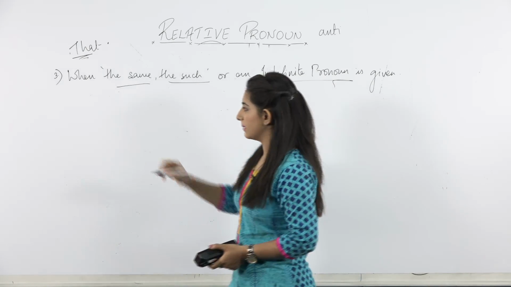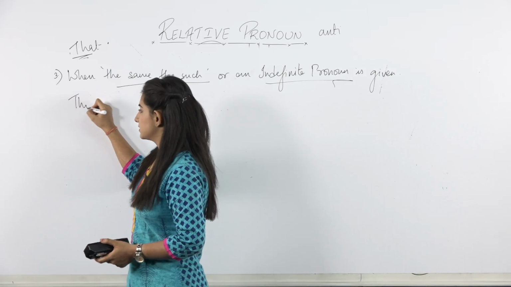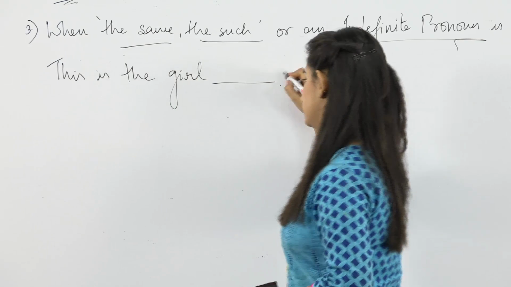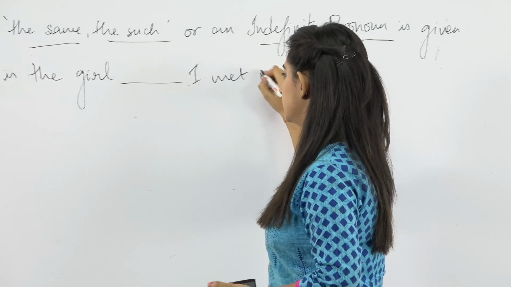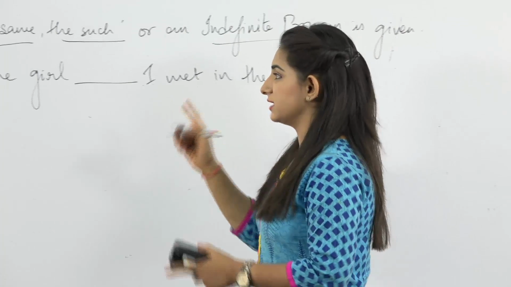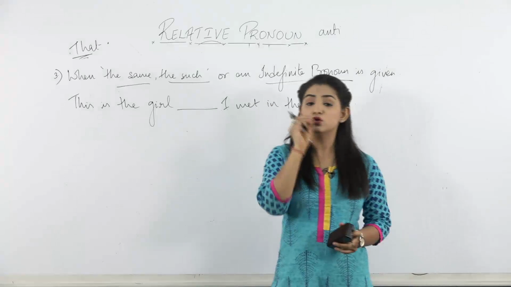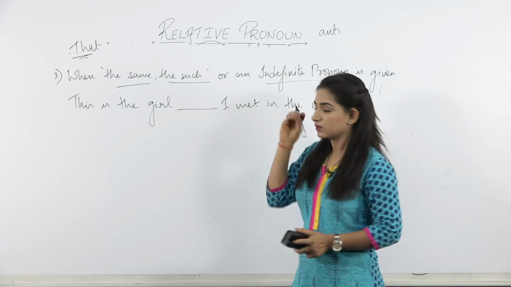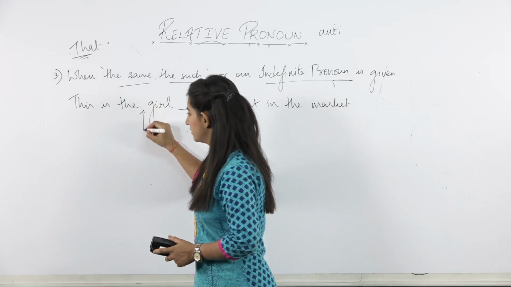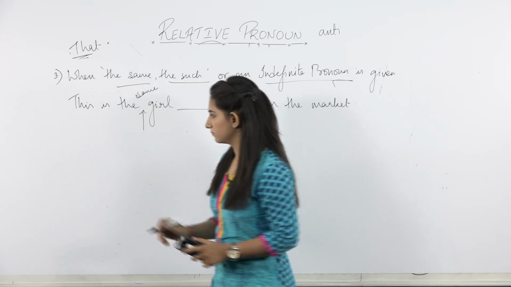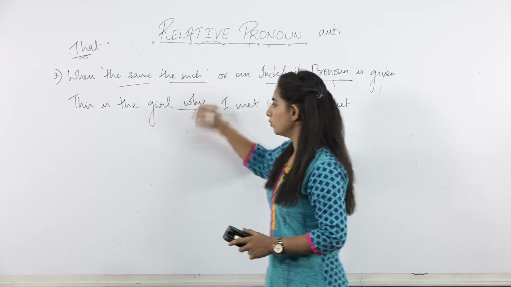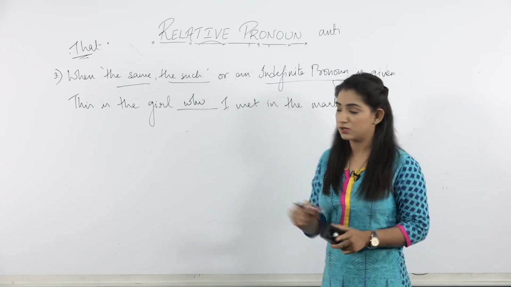ठीक है, लेट्स टेक एन एग्जाम्पल. If I say this is the girl dash I met in the market. Now this is the similar sentence as we used in the use of who, but here we will use that with it. Why? There is a difference. If I add same here, suppose if we don't place same here, what we'll use is who. If I don't write same here, we'll use who.